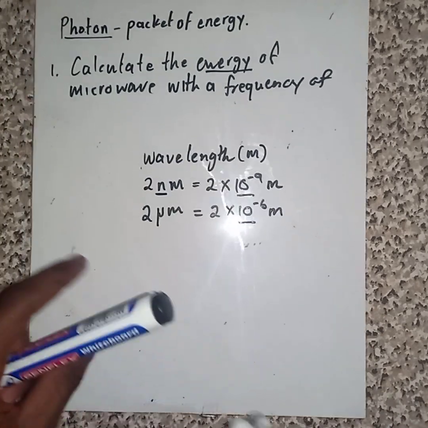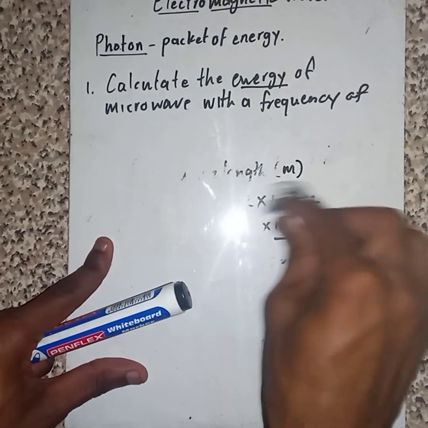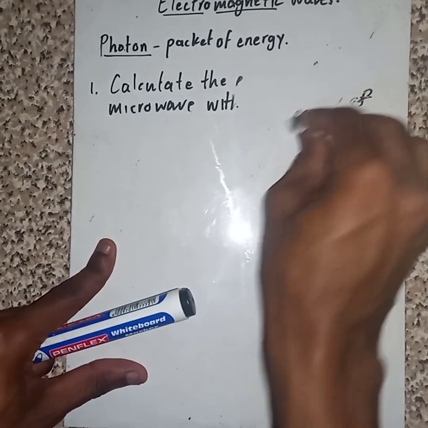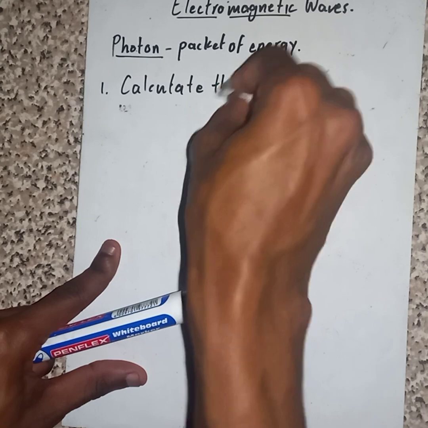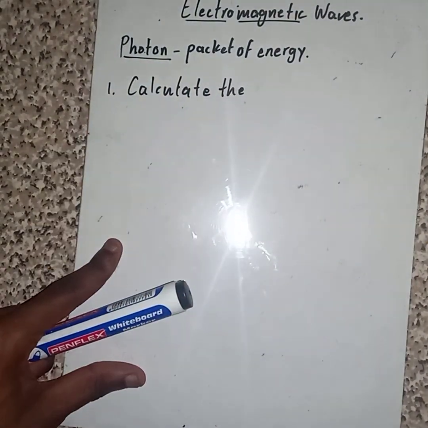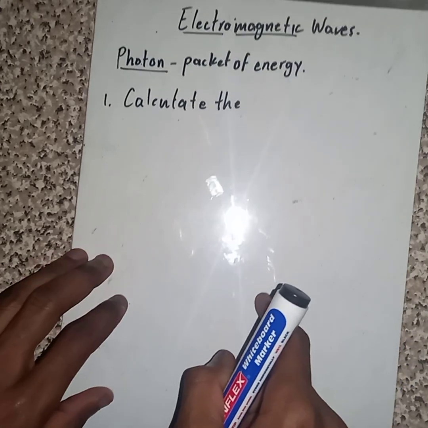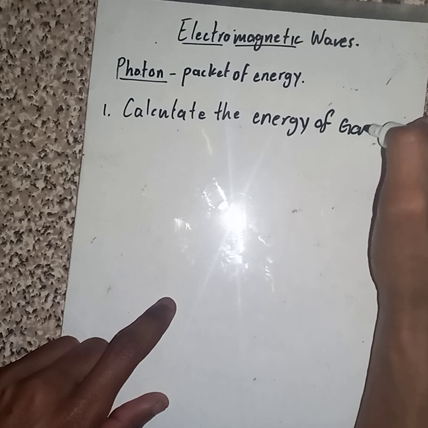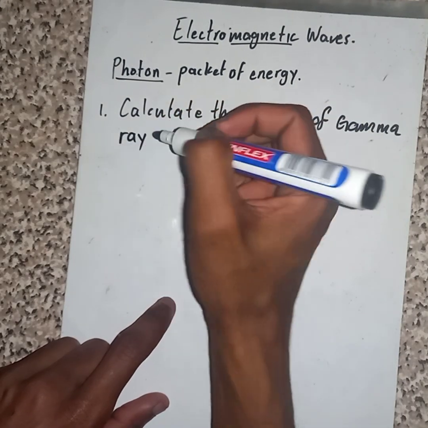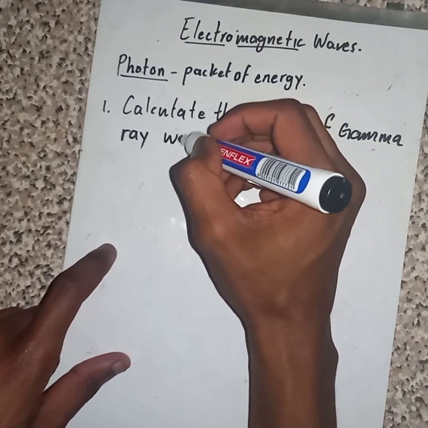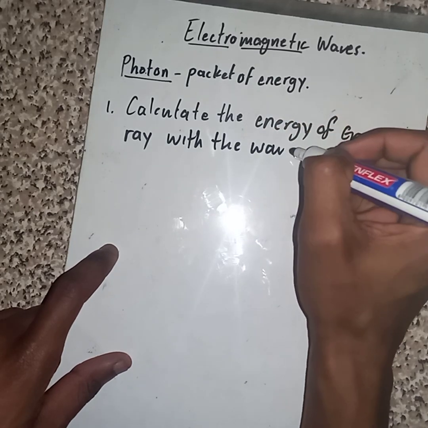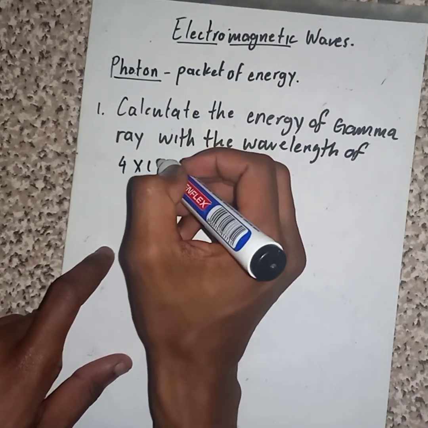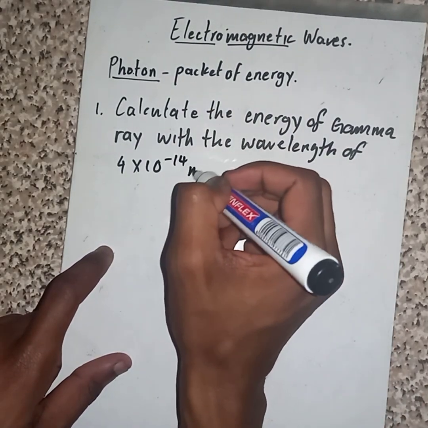Let me erase everything. Let's see if they ask us this question: calculate the energy of gamma rays with a wavelength of, let's say, 4 times 10 to the power of minus 14 meters.